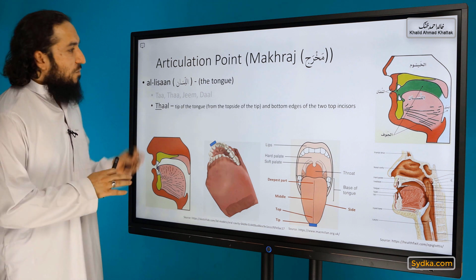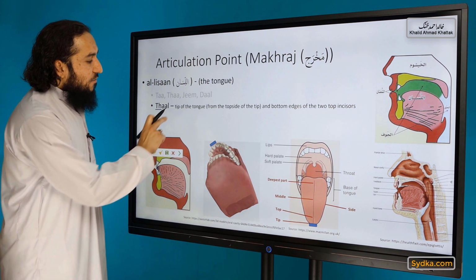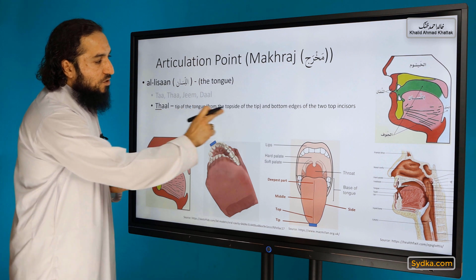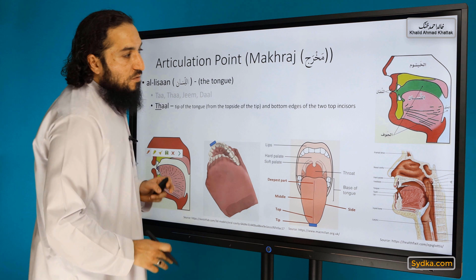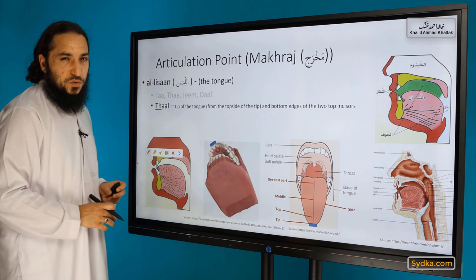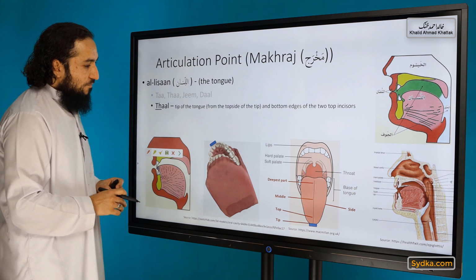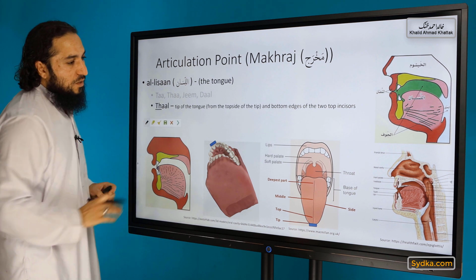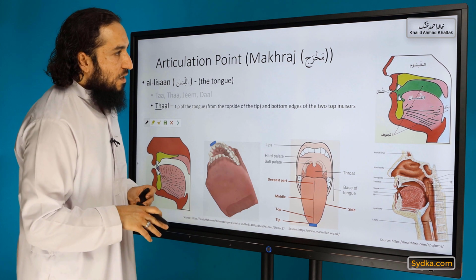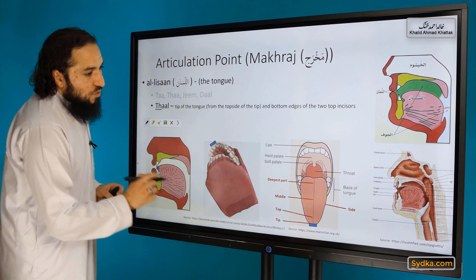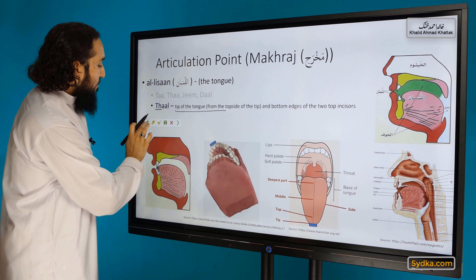So the main Makharij is the tongue. It is pronounced from the tip of the tongue, from the top side of the tip, and the bottom edges of the top incisors, similar to the one we studied. It's actually the same Makharij, but the characteristic, the sifat, is different. So that's why we have a different sound. So we explain that first.